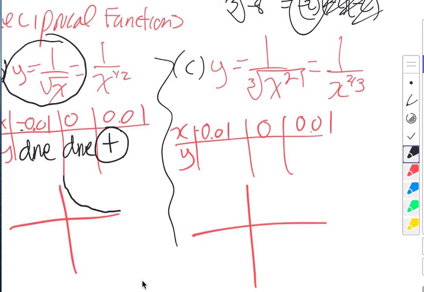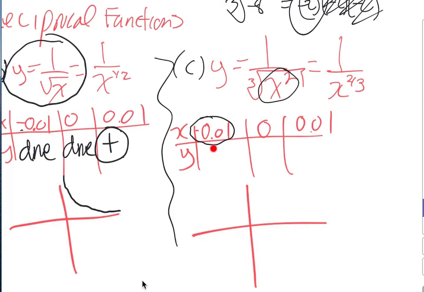But let's think about this for a second. So we're going to do the graph of 1 over the cube root of x squared. Okay, so let's do this. I'm going to start with negative 0.01. By the way, you should be writing this down so you have a nice set of notes. 0.01 squared, what is that?